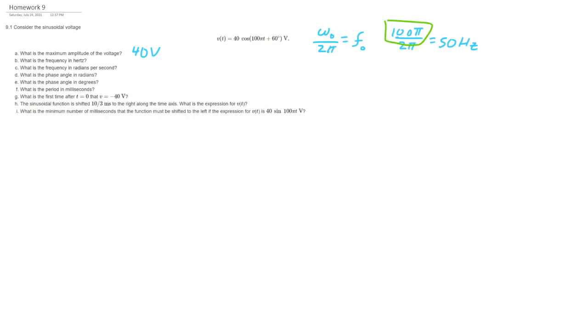Phase angle in radians. Well, the phase angle is 60 degrees. Turning that into radians, it's going to be pi over 3. The phase angle in degrees is also here too. So here's the phase angle in degrees, the phase angle in radians, and the period in milliseconds.